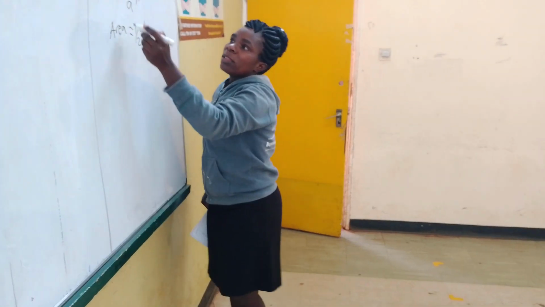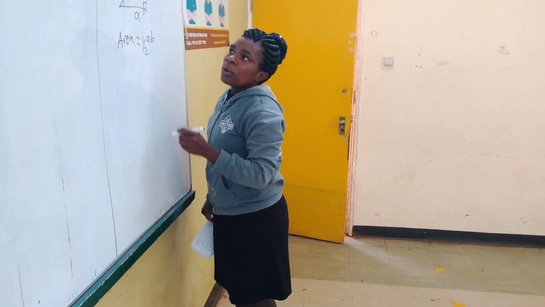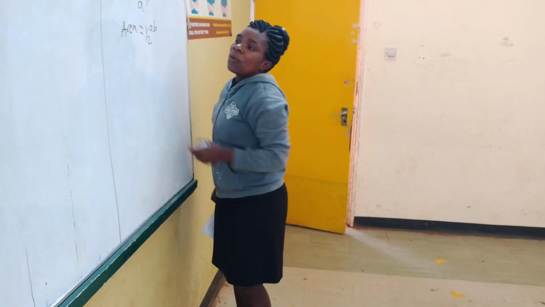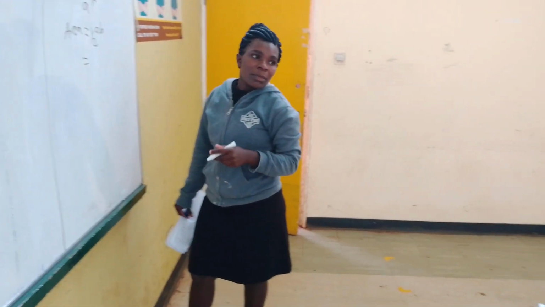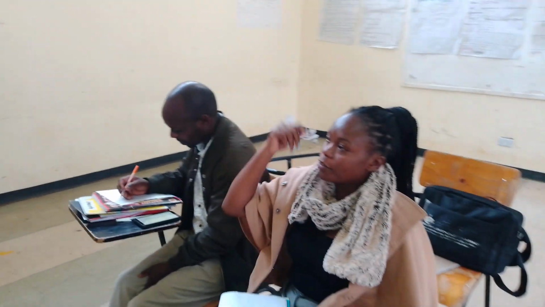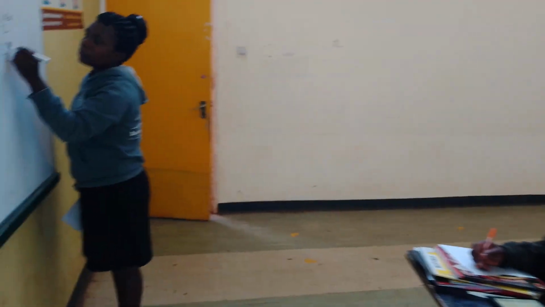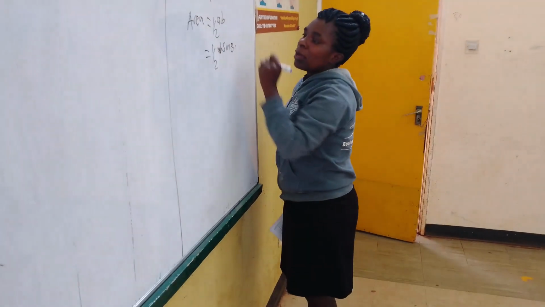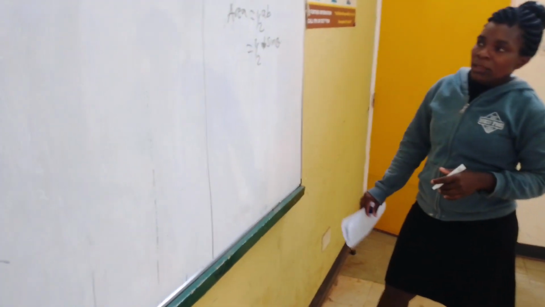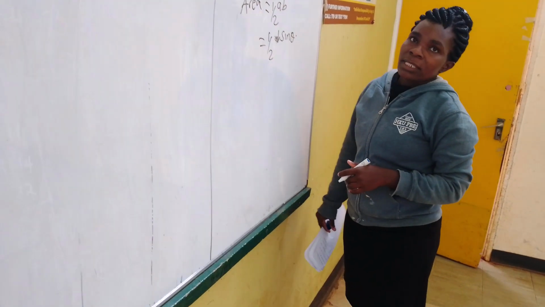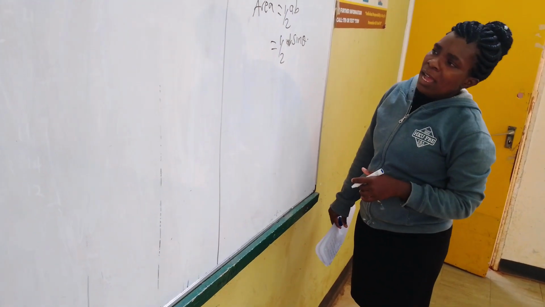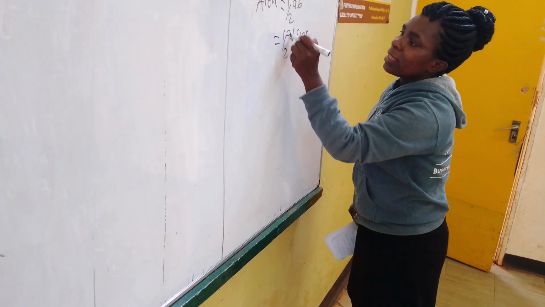And when we have been given the angle, how can you also find the area? Maureen? A half base sine theta. We can also find the area using the formula a half base sine theta, a half AB sine theta.